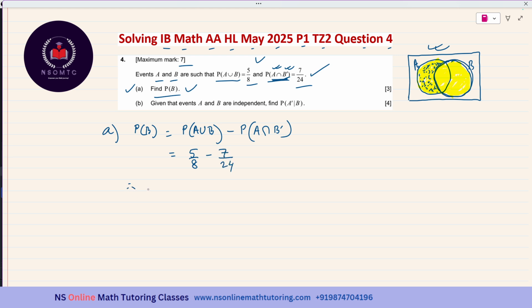Okay, so therefore probability of B is equal to, I have to get the common denominator, so the common denominator will be 24. Therefore, I have to multiply both the numerator and the denominator of this term by 3. So it is 15 over 24 minus 7 over 24, which is equal to 8 over 24. So therefore probability of B is equal to 1 over 3.